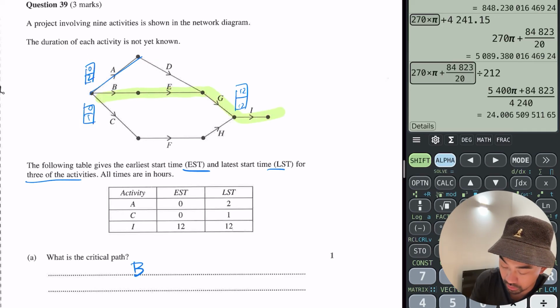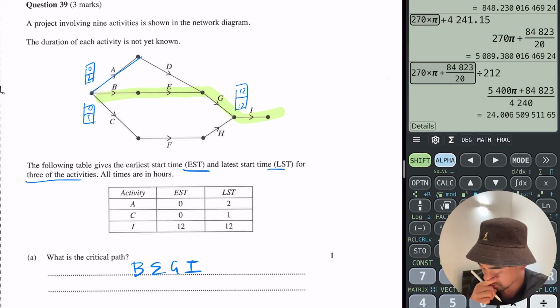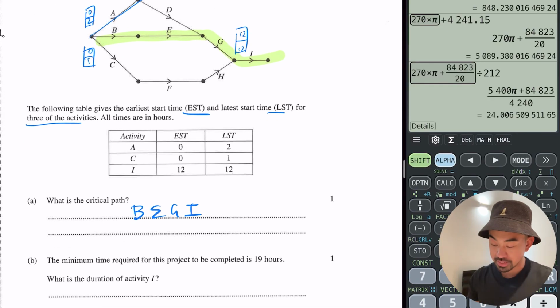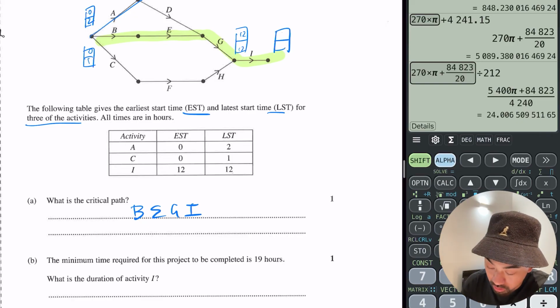Bang. So B, E, G, I. The minimum time required for this project is 19 hours. Okay, so 19 goes here. What is the duration of activity I? It has to be 19 minus 12. 7.